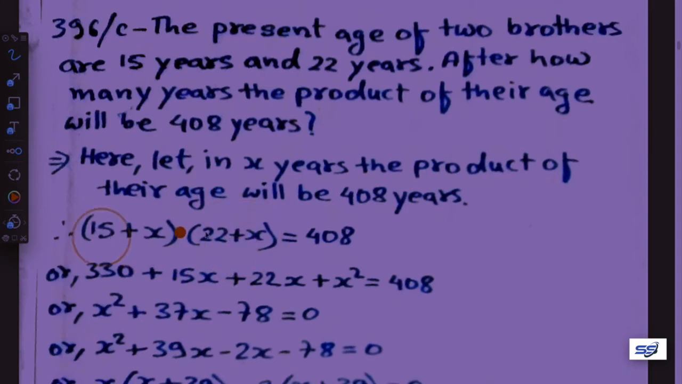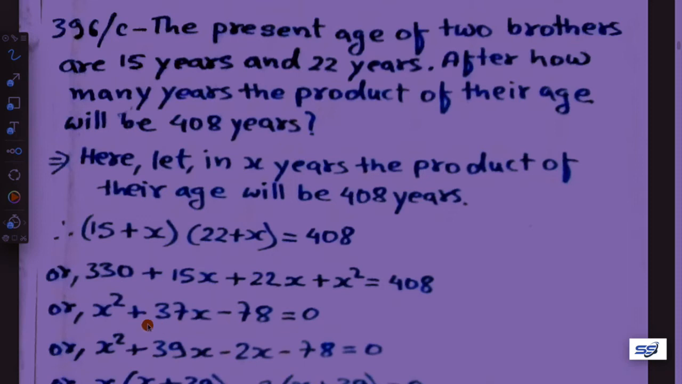Now see here, 15 into 22 is 330. Now 15 into x, 15x, plus x into 22, 22x, plus x into x, x squared, equals 408. Or x squared comes ahead. Bring this x squared ahead: x squared plus 37x, meaning 22x plus 15x is 37x. Or more, for that, 330 minus 408 comes 78, equals 0 minus 78.